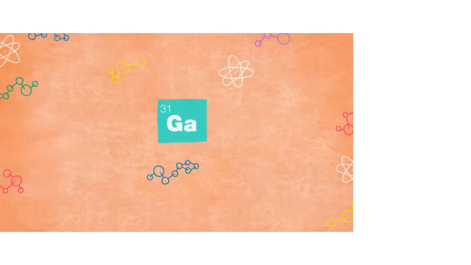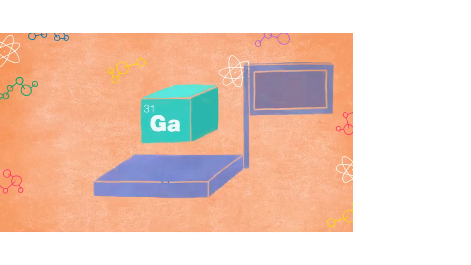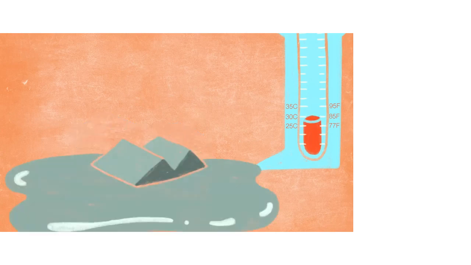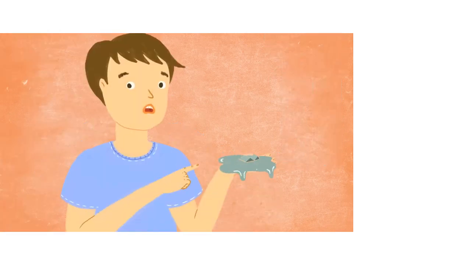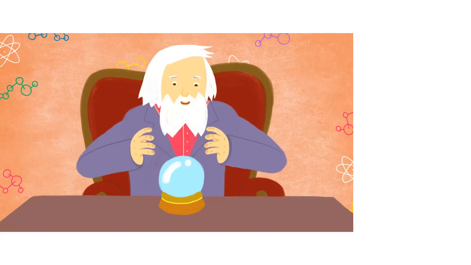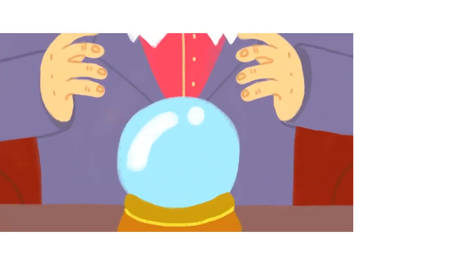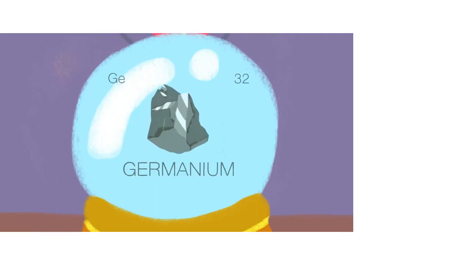Gallium's atomic weight is 69.72. A cubic centimeter of it weighs 5.9 grams. It's a solid metal at room temperature, but it melts at a paltry 30 degrees Celsius, 85 degrees Fahrenheit. It melts in your mouth and in your hand. Not only did Mendeleev completely nail gallium, he predicted other elements that were unknown at the time: scandium, germanium, rhenium.